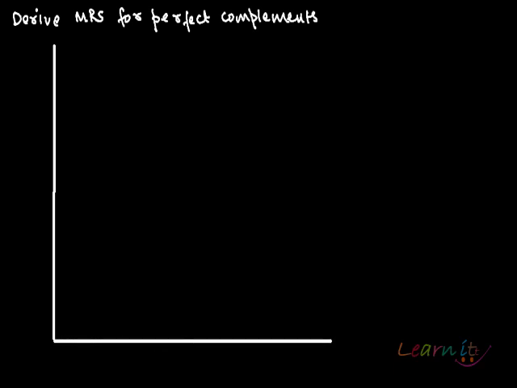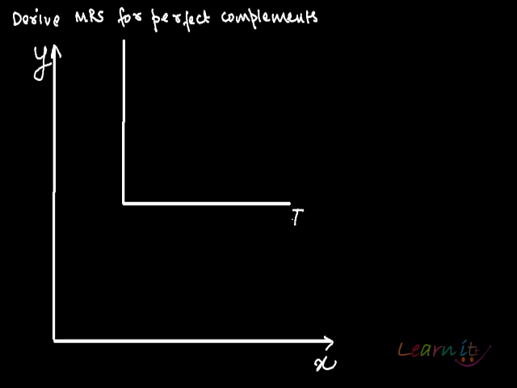Let me draw an L-shaped IC here. I hope that you know this, that the indifference curve for perfect complements is an L-shaped IC. So this is X, this is Y, and this is your IC naught, the first IC. Now just see, what is an MRS?